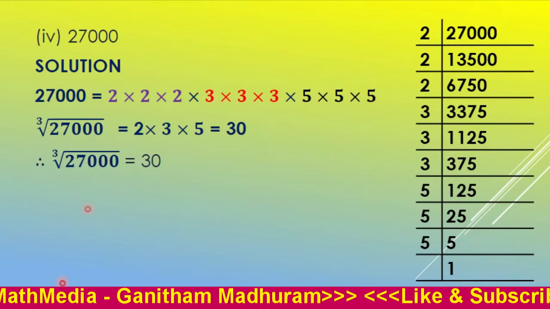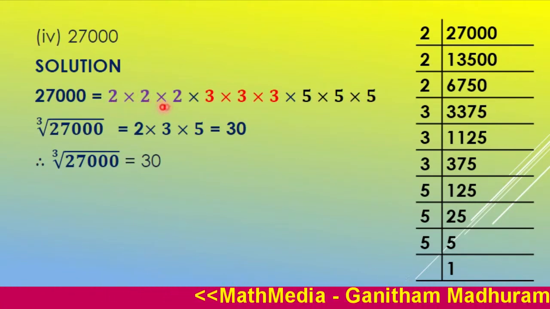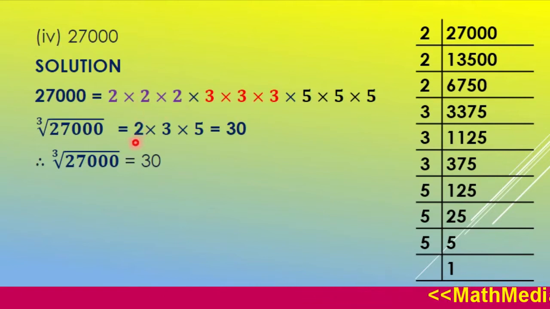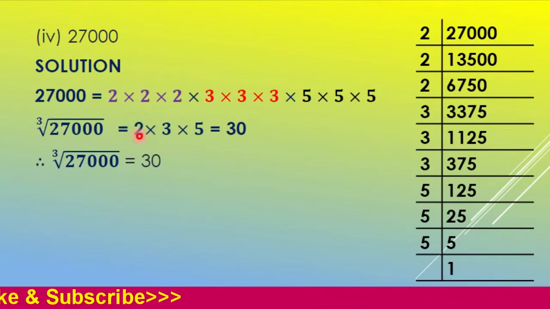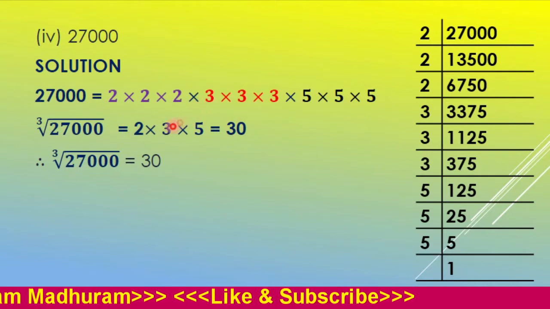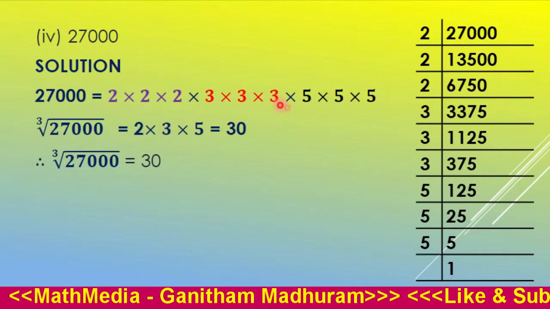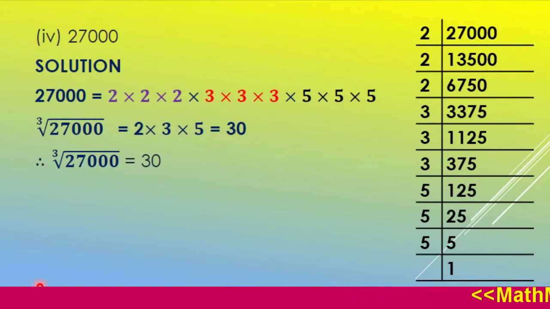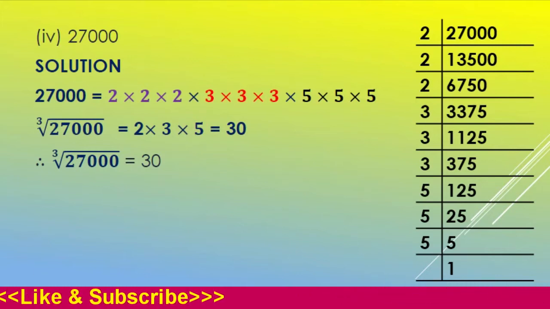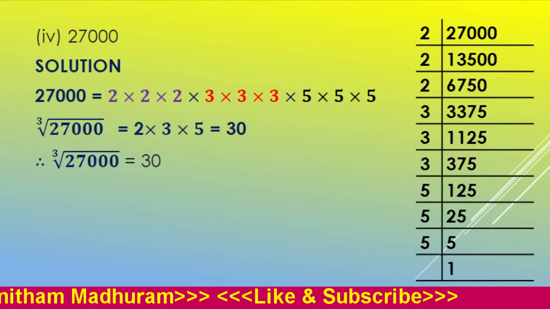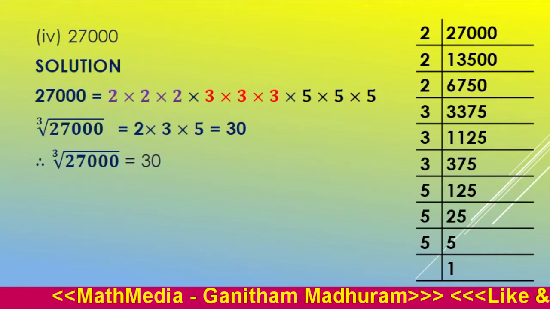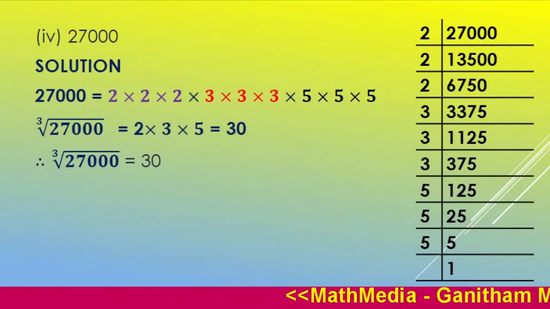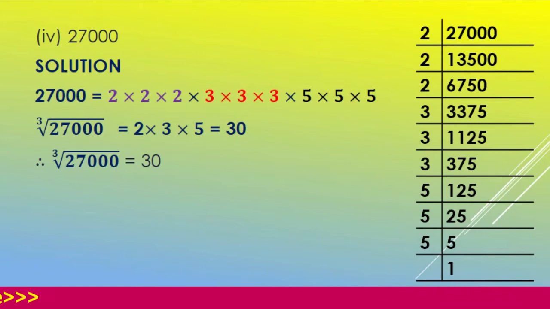And while finding the cube root, from each group I can take one number. So from the first group I got 2, and from the second group I got 3, and from the third group I got 5. Now cube root of 27,000 will be the product of 2 into 3 into 5, that is equal to 30. That is cube root of 27,000 equal to 30.